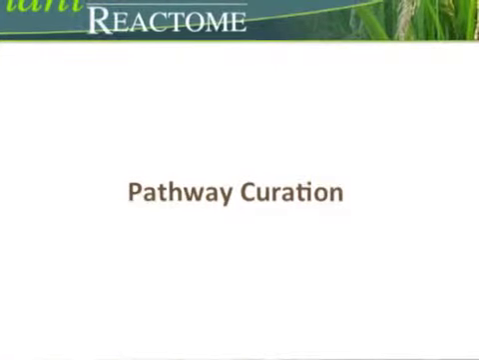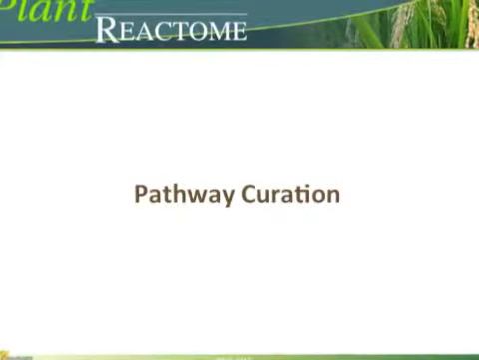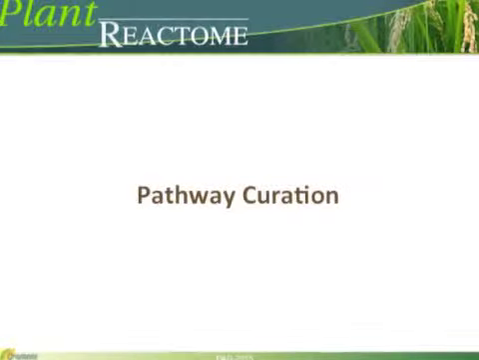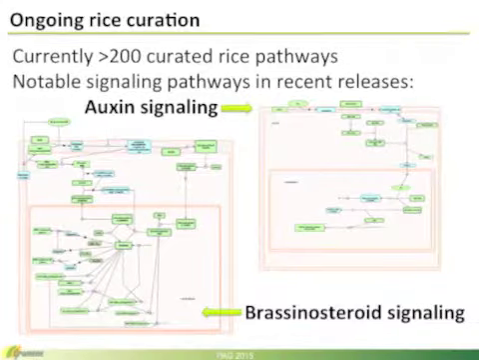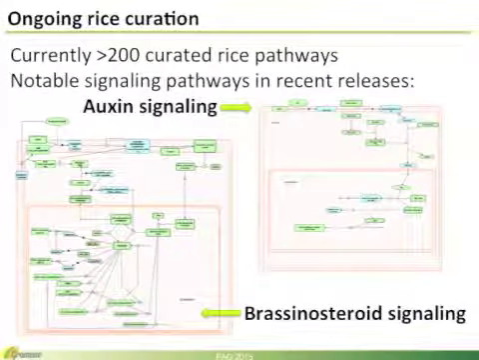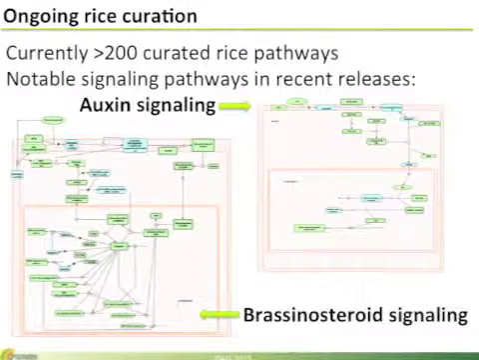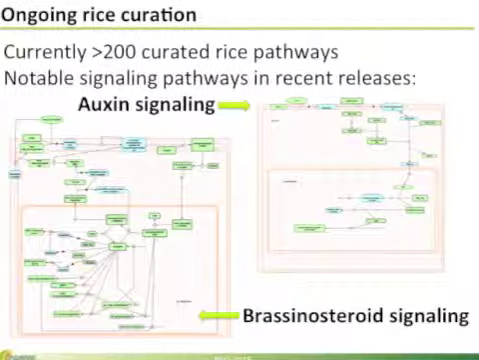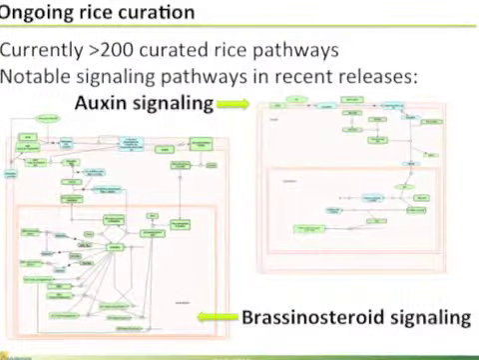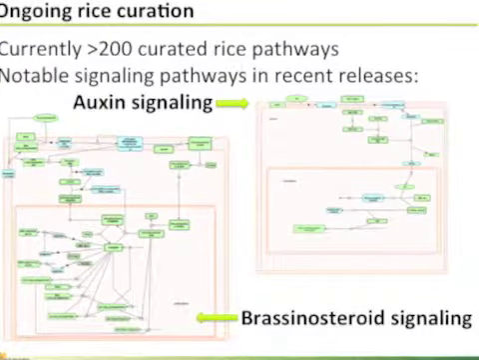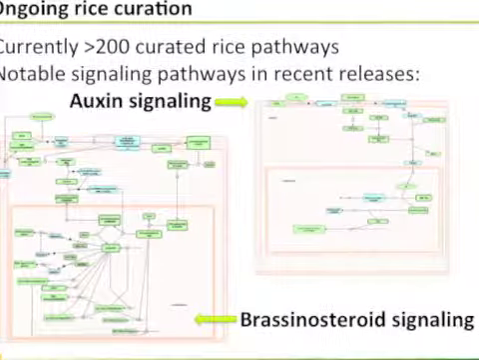As for curation, curation is an ongoing process. We have a very dedicated curator, Vindhya Amar Singh, who's working very hard on both rice and Arabidopsis curation. We've got over 200 curated rice pathways that were originally converted from RiceCyc data, and then the manual curation and update process went from there. Recently, we put out a release with 16 new pathways a couple of weeks ago, including auxin signaling and steroid signaling, to give some examples of how we're really focusing on the regulatory and the signaling area of our data right now.